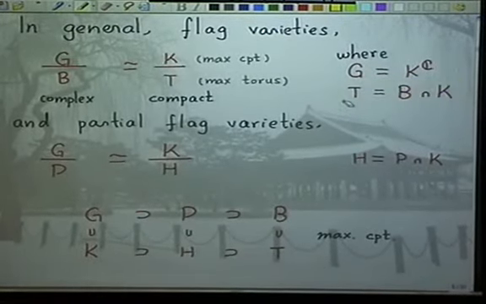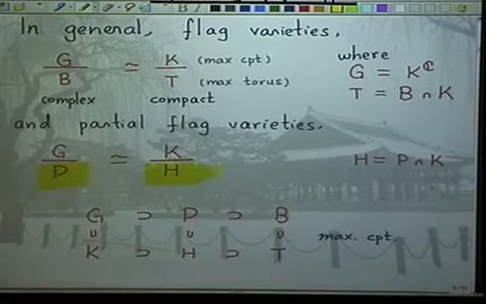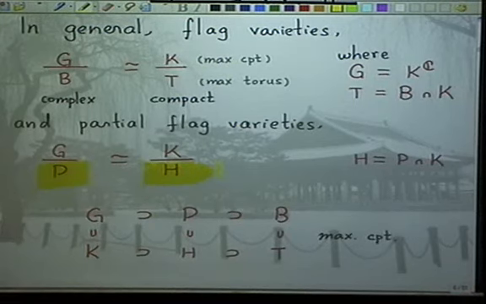Similarly, for partial flag varieties, what you do is you either divide by something bigger than B, or from the compact point of view, you divide by something bigger than T. Of course, this bigger space H is just the intersection of P and K. So let's draw this in this picture.